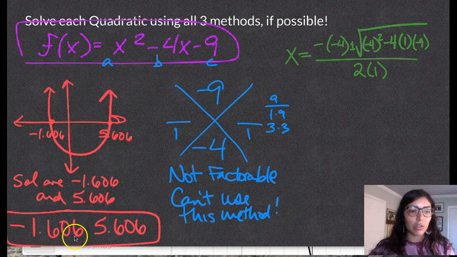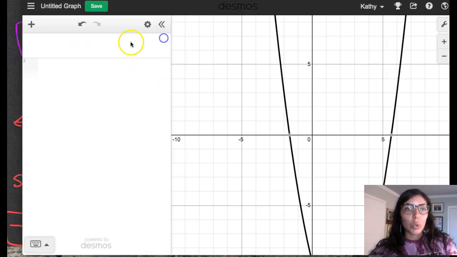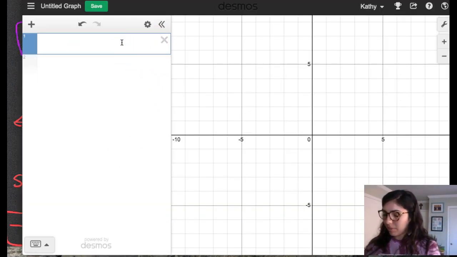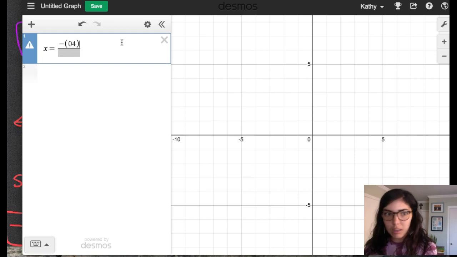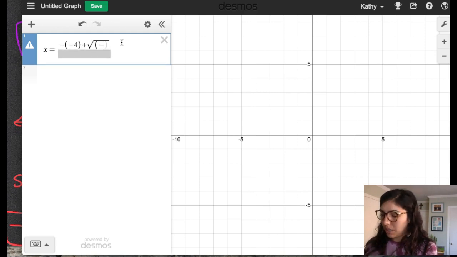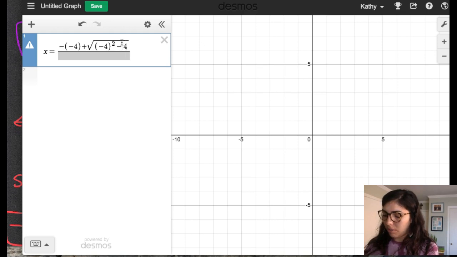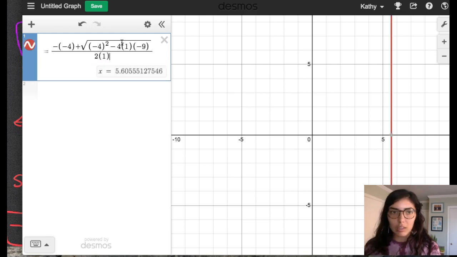So I'm going to pop over to Desmos and I start typing. X equals big fraction, negative b, plus, because I have to choose one of them, sqrt b squared minus 4 times a times c all over 2 times a. Am I making any typos? It looks pretty good to me.